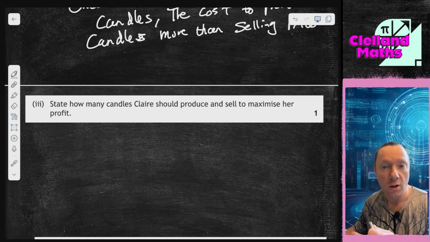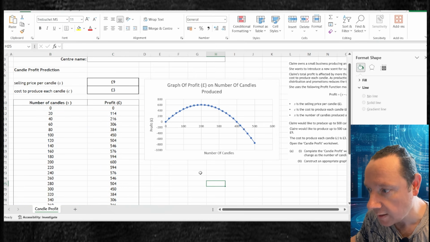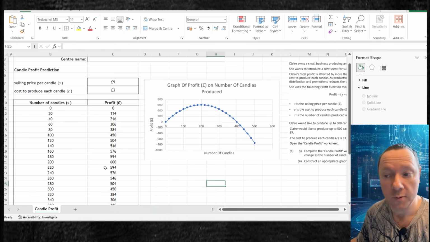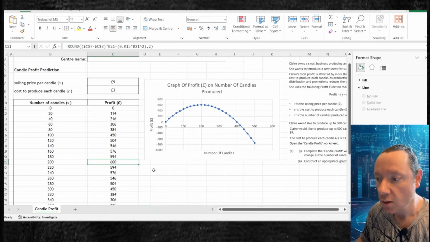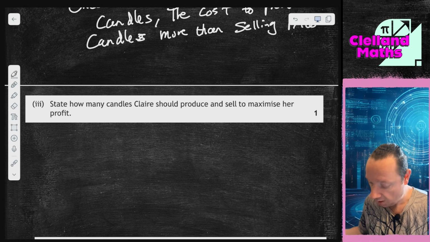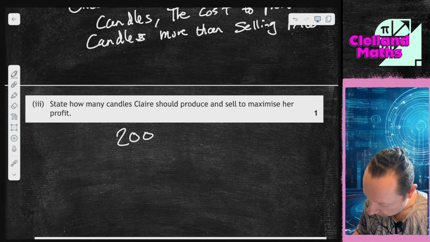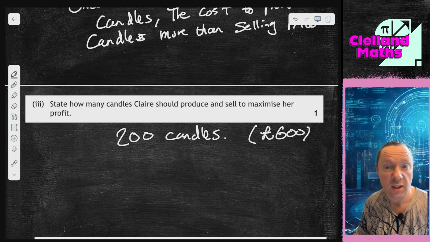Well, let's go back to our spreadsheet. So looking at the spreadsheet, we're looking at the point where it is the maximum number. You should be able to see the maximum number is 600 at a profit of 200. You don't have to be able to do quadratics to do this. You can see here as well, 200 candles gives 600, then it goes down again. So 600 is the maximum. So she should produce 200. And the command word here is state, so you just get a mark for saying 200 candles. That leads to £600 profit, I think, but it's not asking for that. I'm just taking a note just in case we need it.